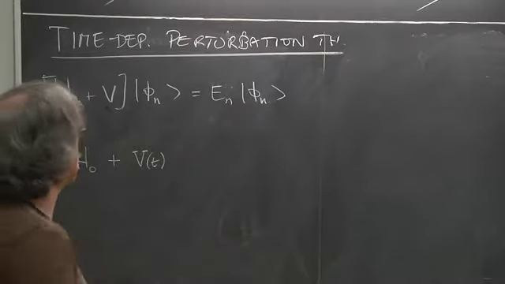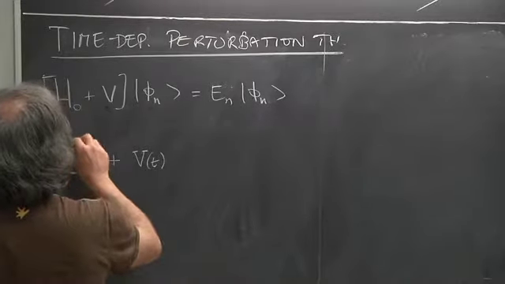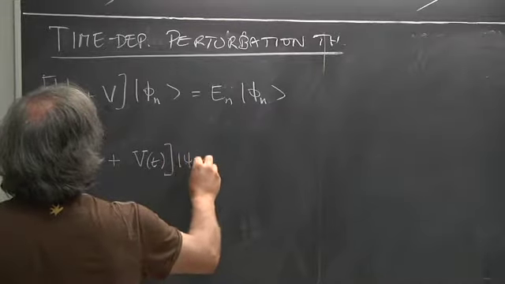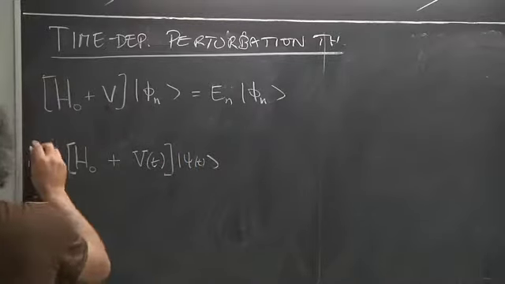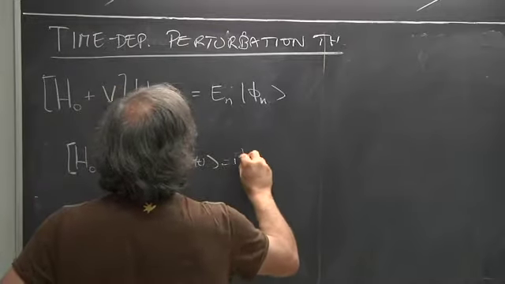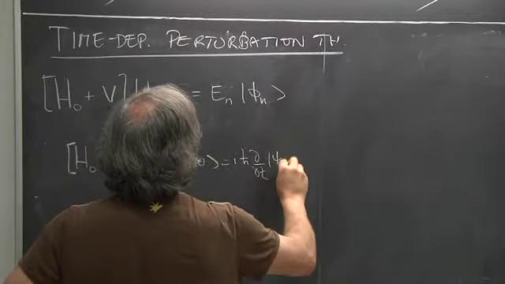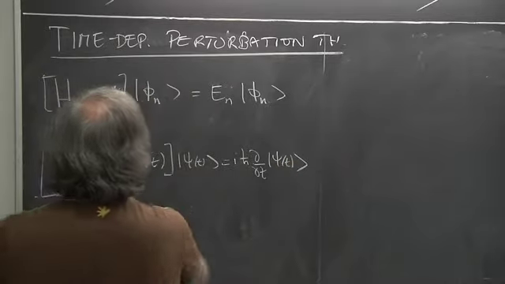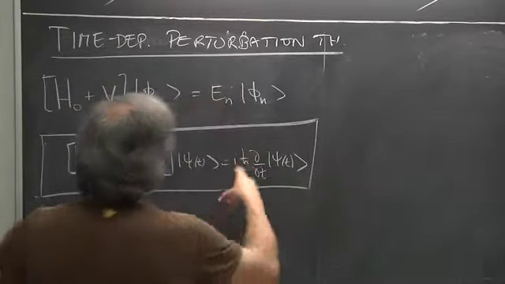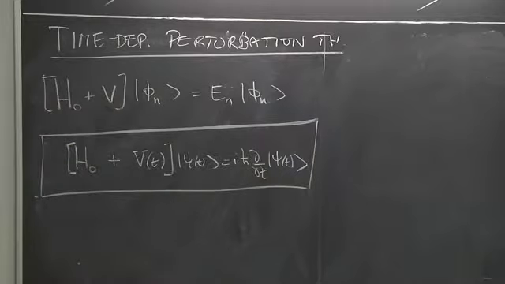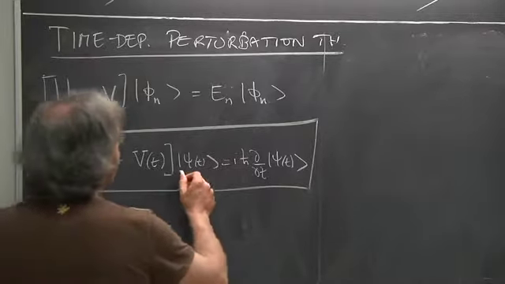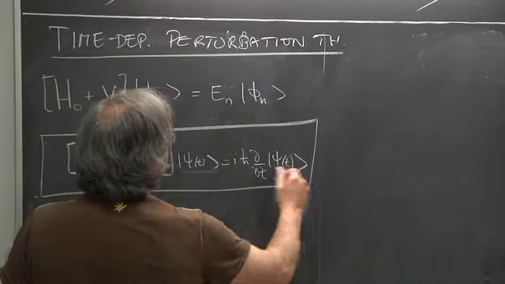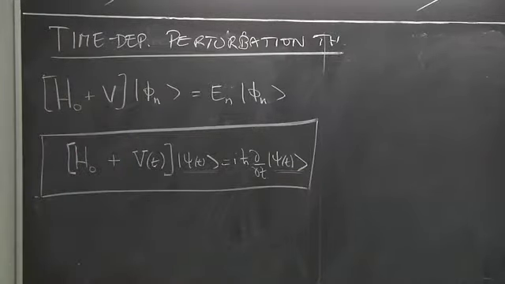What you try to do is to solve the following problem. You apply this to a state, and you set this equal to i h bar, the derivative of the state. In other words, you write the Schrödinger equation in its time-dependent form. This is always true, even if the Hamiltonian is time-dependent. So we try to find now expressions for this state which are perturbative in some sense. We'll see how. Is this clear?